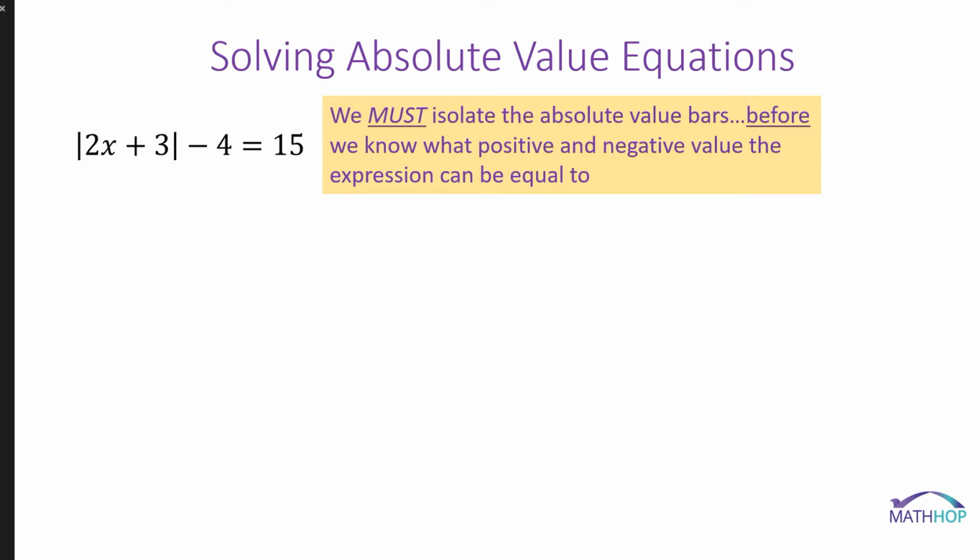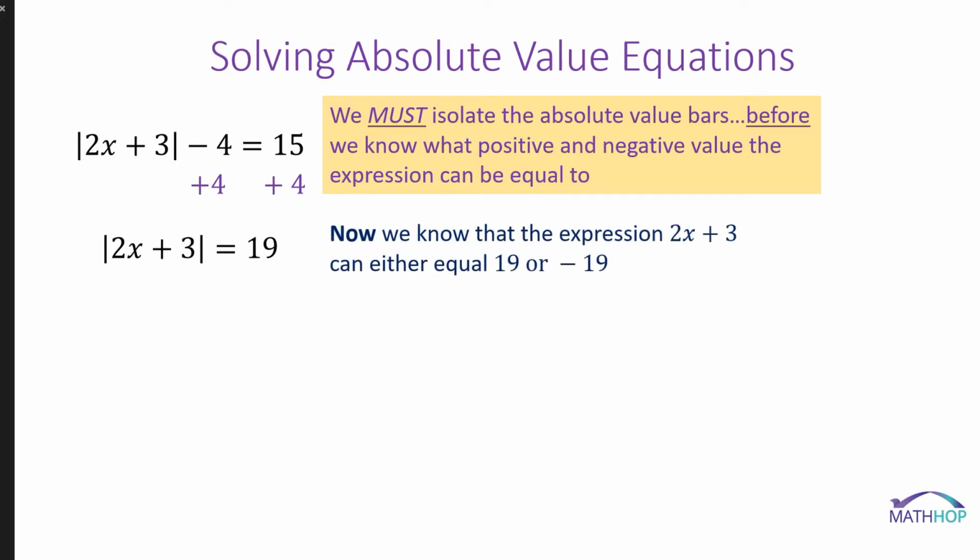All right, so let's get rid of the negative 4 by adding 4 to both sides. Now we're left with the absolute value of 2x plus 3 equals 19. Now we know the expression 2x plus 3 can either equal 19 or negative 19, because we know it has to have an absolute value of 19. So now we could split it out and solve each equation. So 2x plus 3 equals 19, 2x plus 3 equals negative 19.